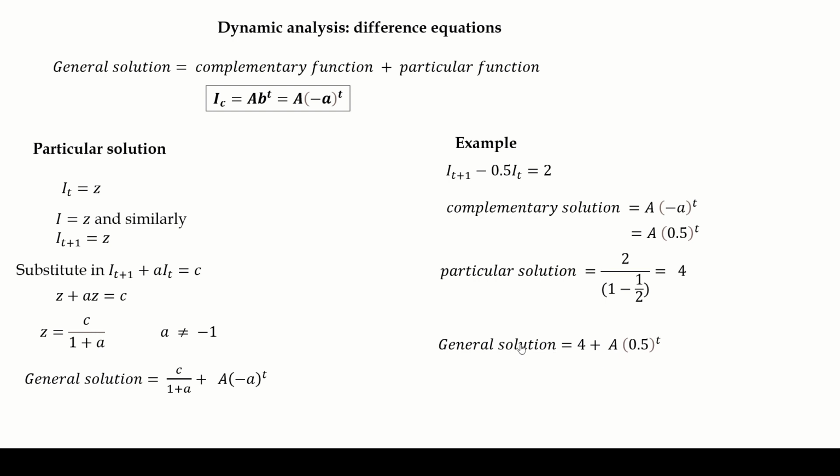For convergence to a certain value in the long run, which is as t tends to infinity, the term 0.5 raised to the power t has to reduce to 0, which is only possible if the value of this coefficient a falls in a certain range. That range is that it has to be a fraction, it has to fall between minus 1 and 1. If that happens, we'll have a convergent solution. For any value of a outside this range, we will not have a convergent or dynamically stable solution.